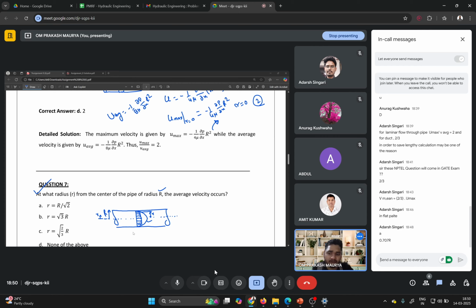Option A you are telling r is equal to R by root 2. Okay. The meaning of the question is this, what I discussed. So other students, please also try to give your answer for question number 7.